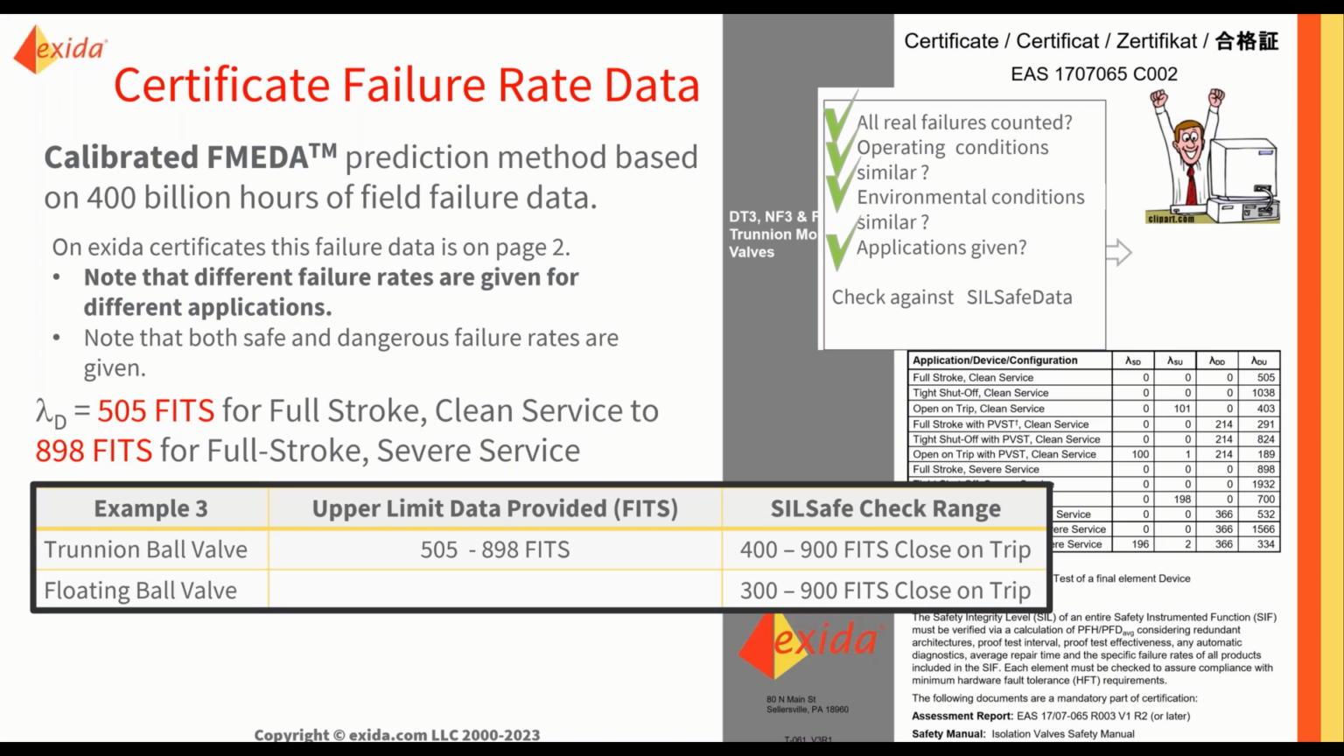Let's check it against SIL-safe data. Trunnion ball valve, we have a number between 505 and 898, depending on application and service. Fine, that's well within the range. 898 is getting a little high, but closed to trip, that's not bad. I think this information is absolutely credible.